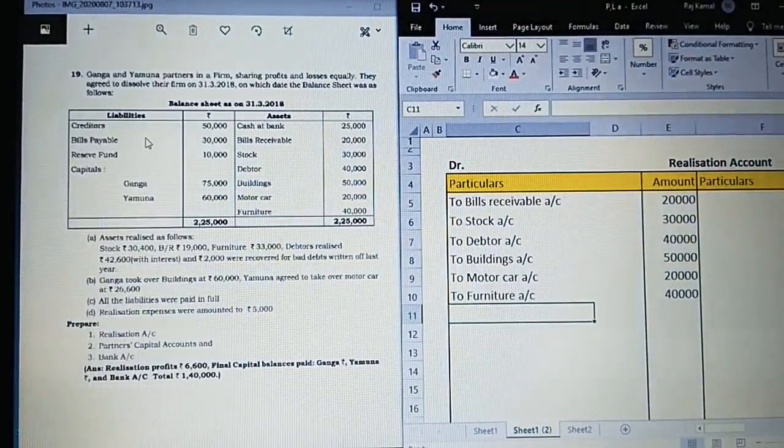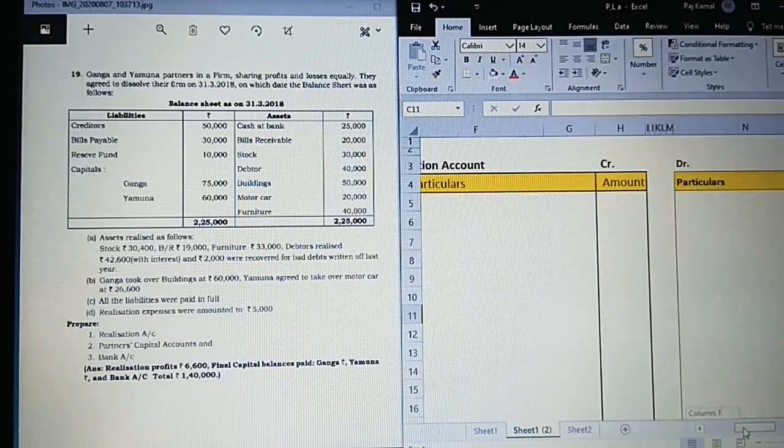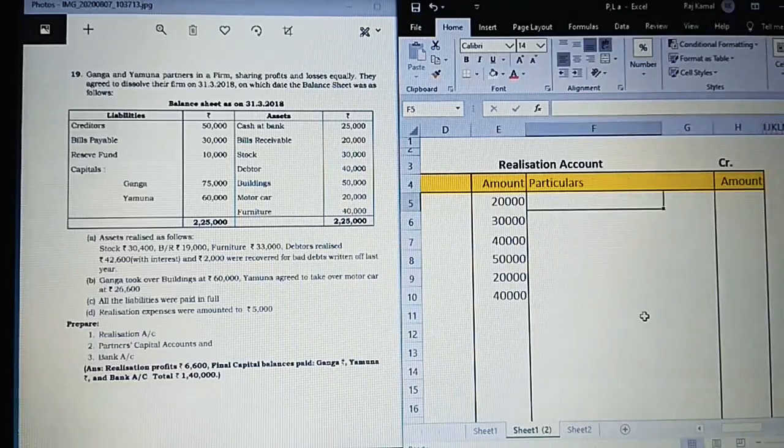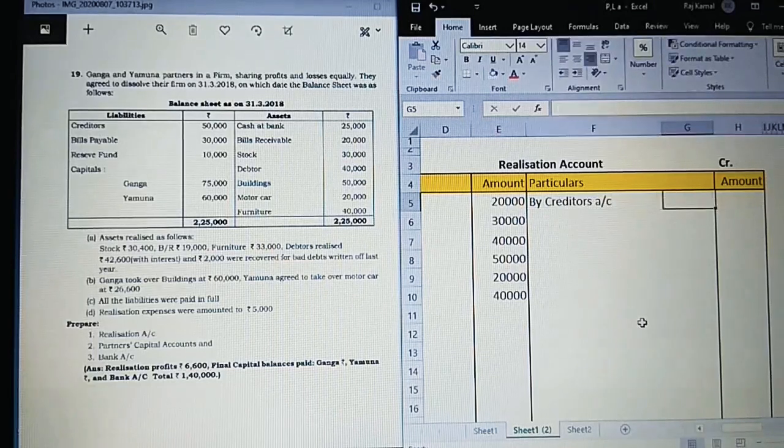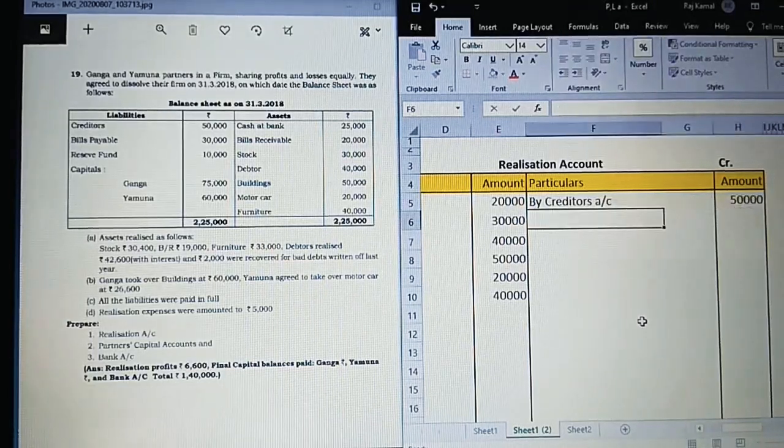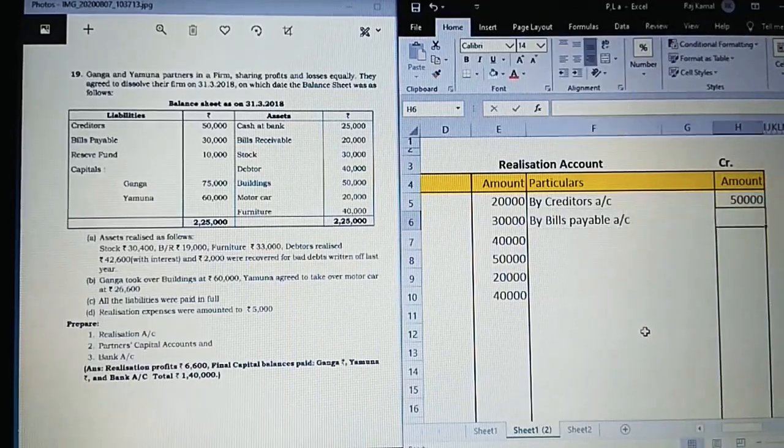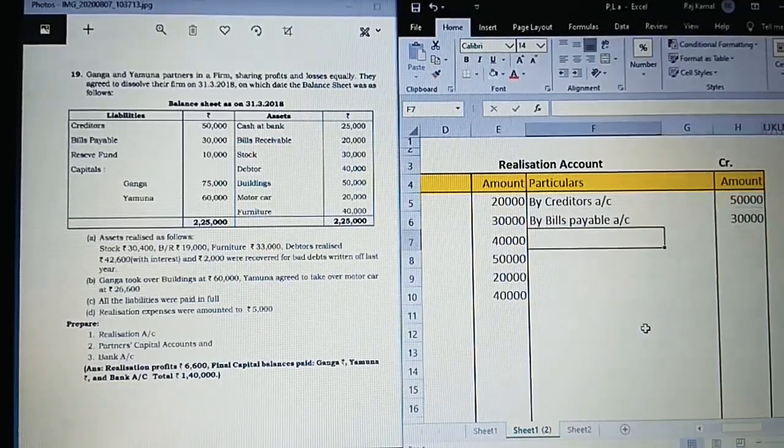Next step, from the liability side, that is from the credit side of the balance sheet, outsiders, it's only two. See, this is a very simple question. So we have only two items. I'm going to post it: by creditors, value is 50,000. Then by bills payable, 30,000. Yes, we have done the second step, posting the outsiders in the opposite direction.